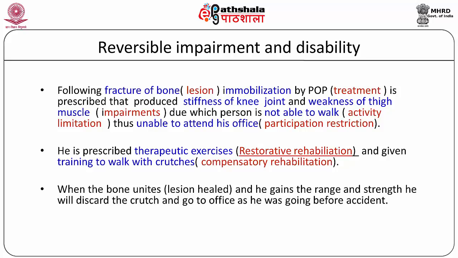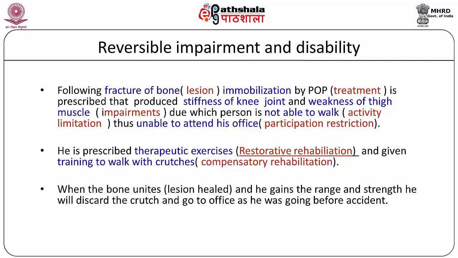Following a fracture of bone, immobilization by plaster of Paris is prescribed, which produces stiffness of the knee joint and weakness of thigh muscles, due to which the person is not able to walk, thus he is unable to attend his office. In this situation, the fracture of bone represents the lesion, immobilization represents the treatment, whereas the stiffness of the knee joint and weakness of the thigh represent impairments, the inability to walk is activity limitation, and not attending the office is actually the participation restriction. The person is prescribed therapeutic exercises and given training to walk with crutches. When the bone unites and he gains the range and strength, he will discard the crutch and go to office as he was going before the accident.